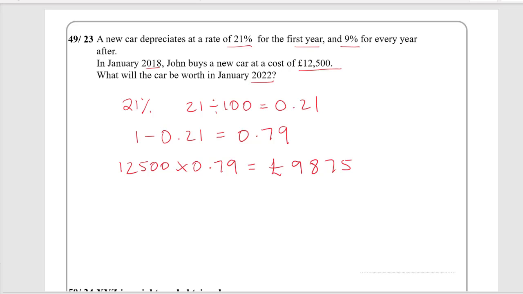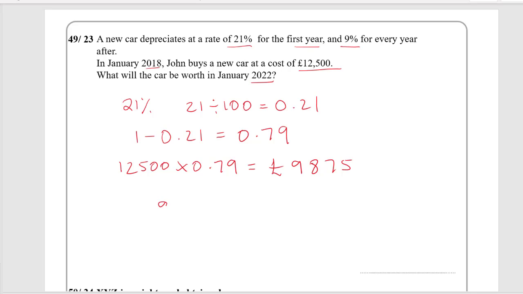Now 9% for every year after that. So he bought it in 2018. What will it be worth in 2022? So that's 4 years. So 1 year is gone. So we got 3 more years left. Okay, so 3 more years. It will depreciate at 9% every year.